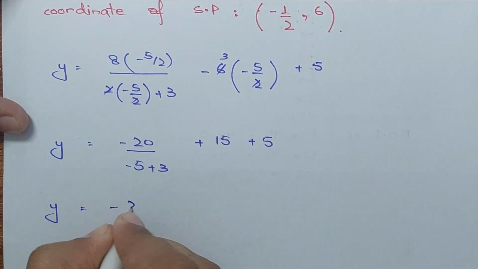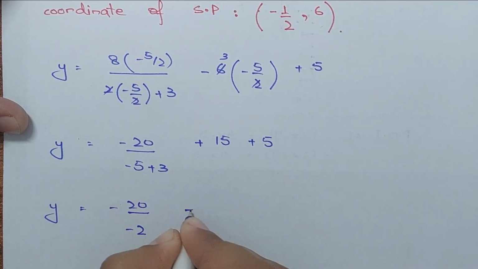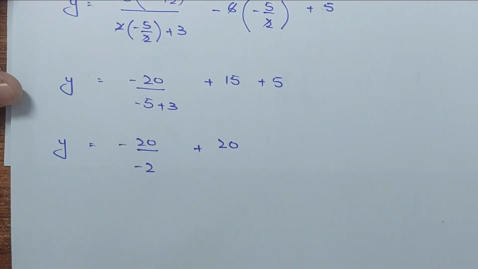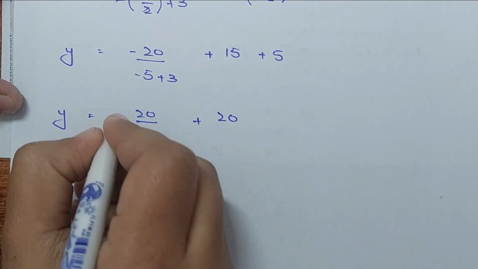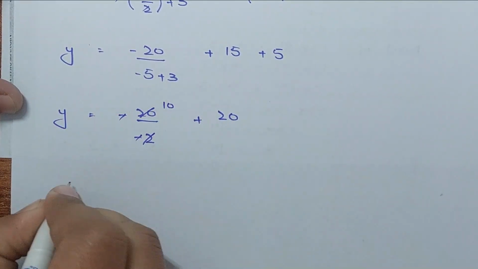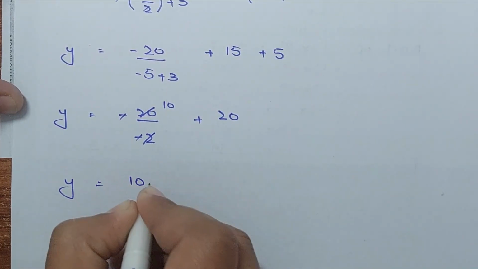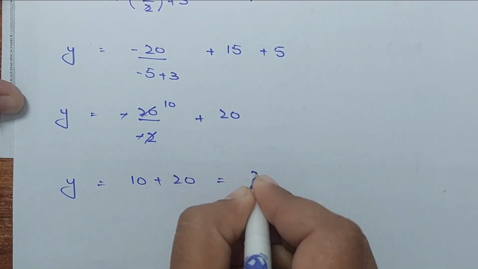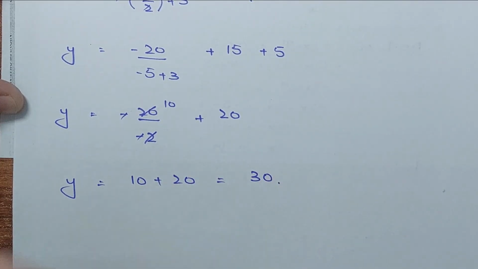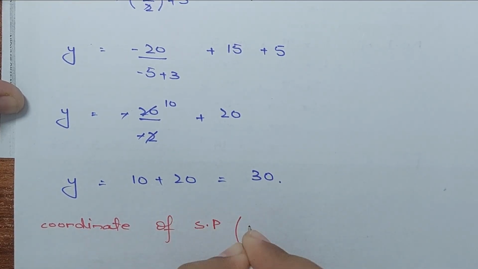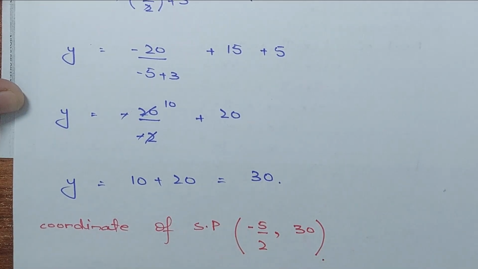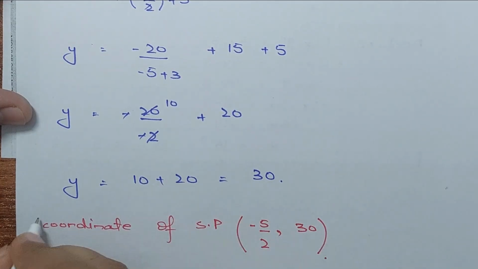So here y would be equals to negative 20 over negative 2 plus 20, because 15 plus 5 is 20, and from 5 take away 3 is negative 2. Negative is cancelled with negative 2 times 10 is 20. So y is equals to 10 plus 20. So this y coordinate is 30. Right. Now the second coordinate of stationary point, when x value is minus 5 by 2, the y value is 30. This is your second coordinate of the stationary point.